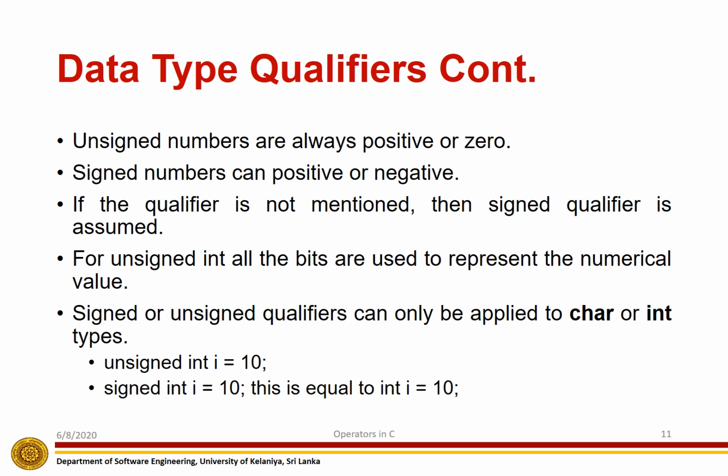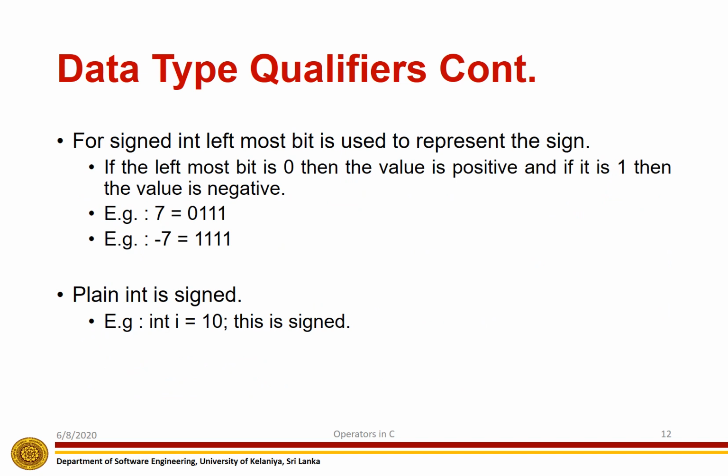You can see in the slide, unsigned int I equal 10. 10 is a positive number. Then signed int I equal 10. This is equal to int I equal 10. Both are indicating the same. And there is an important point. For signed int, the leftmost bit is used to represent the sign, the positive or negative thing. If the leftmost bit is 0, then the value is positive. If it is 1, then the value is negative.